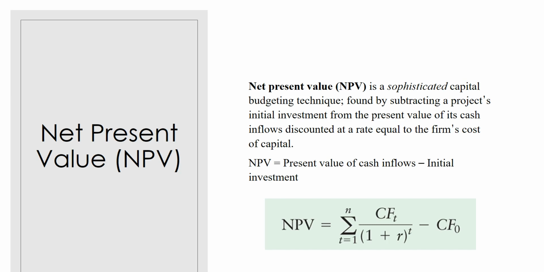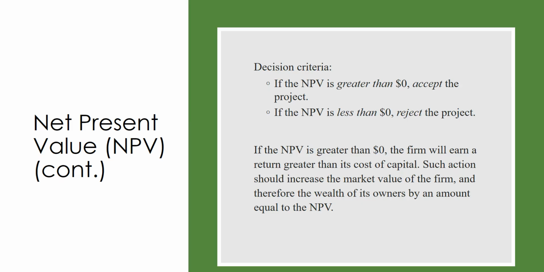So net present value is telling you the dollars added to the firm value by accepting a project. So it tells you how much a project is going to increase firm value after taking into account the cost of the financing. To calculate net present value, it's equal to the present value of the cash inflows minus the initial cost. If your net present value is greater than 0, then you accept the project. If it's less than 0, so negative, you would reject the project.